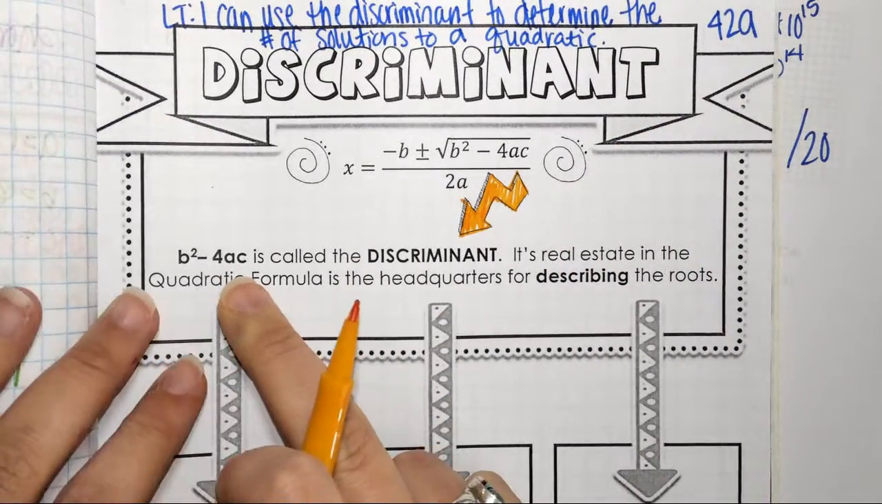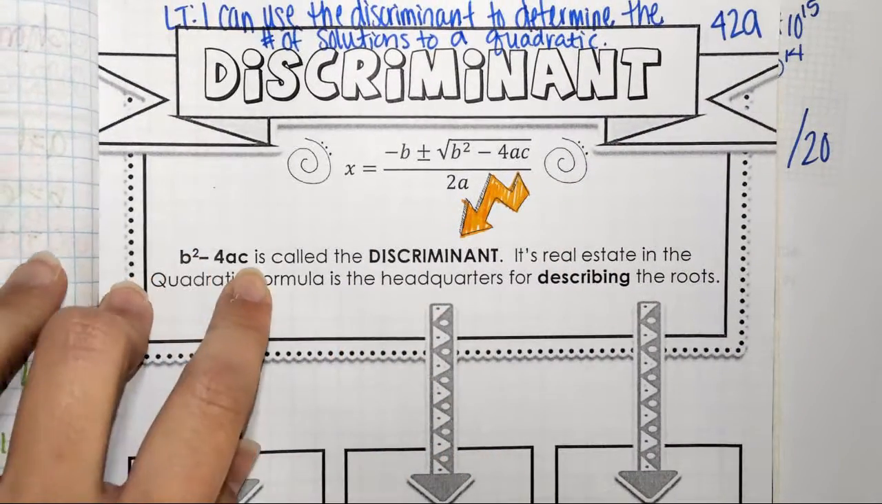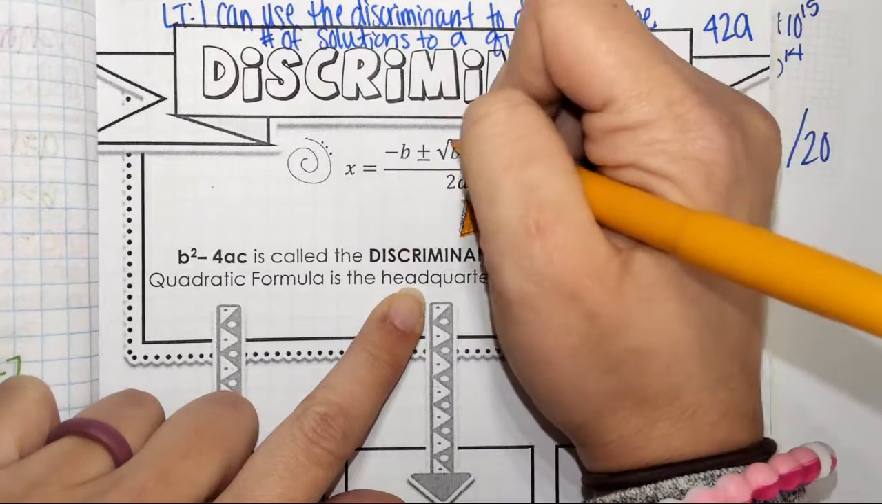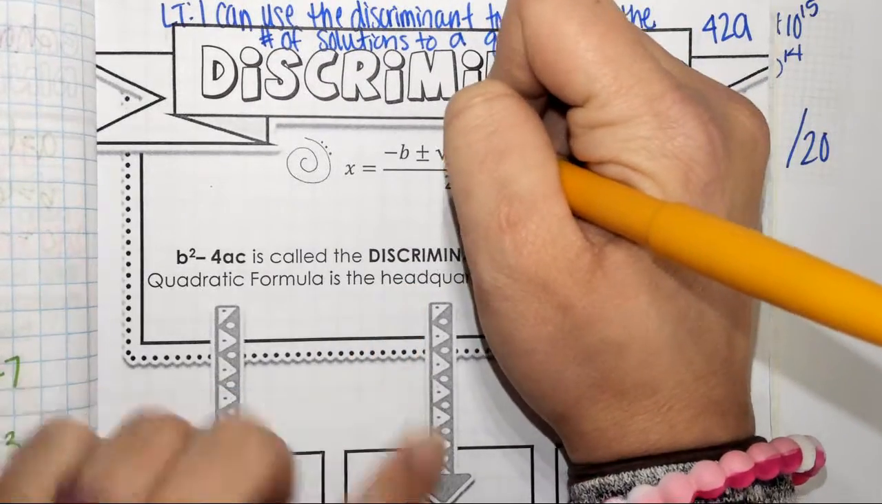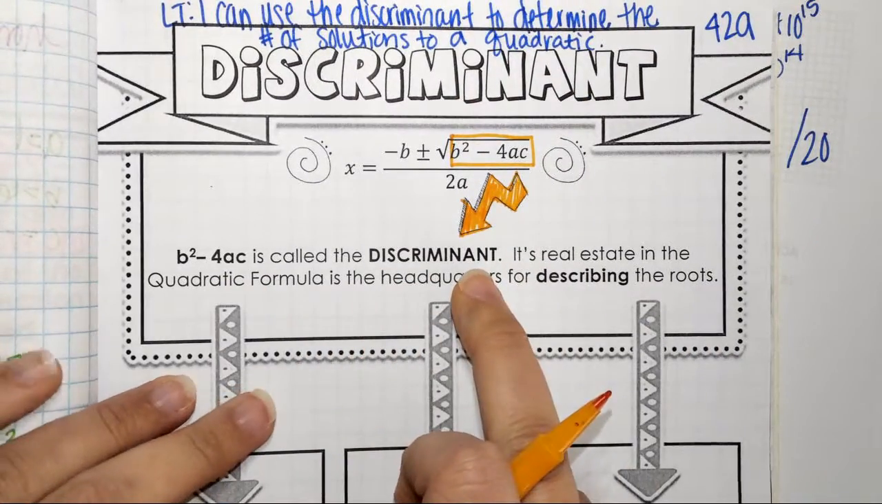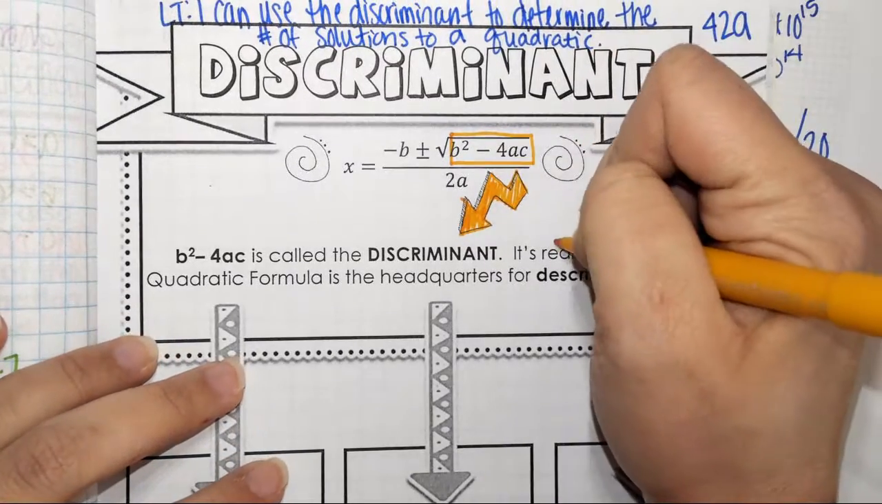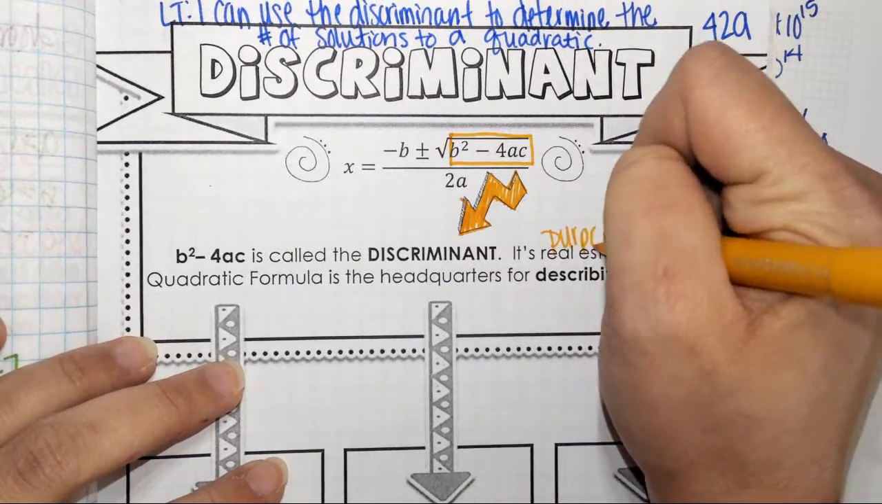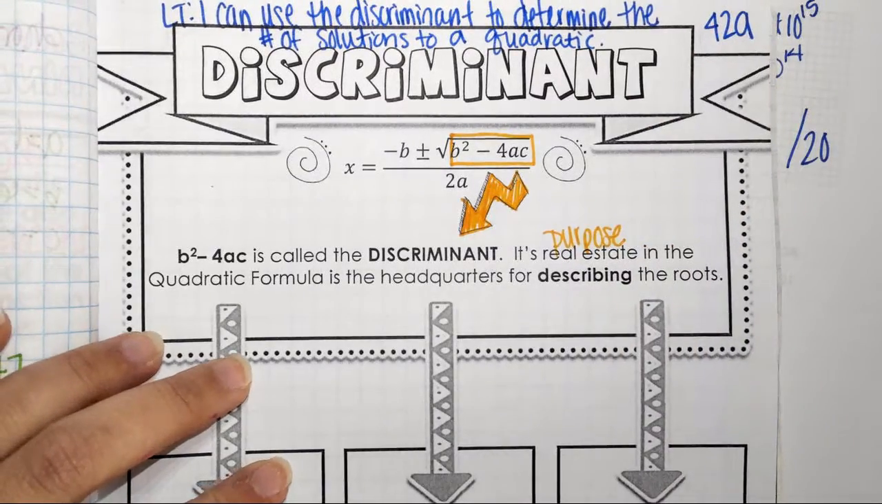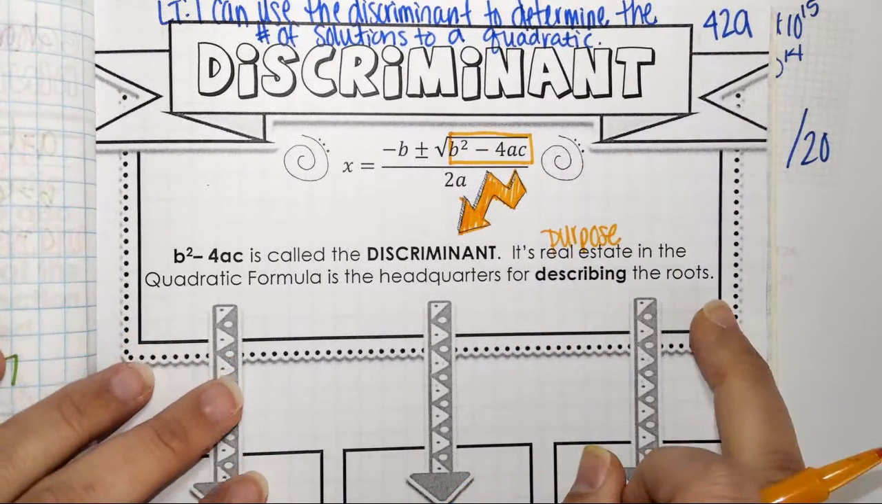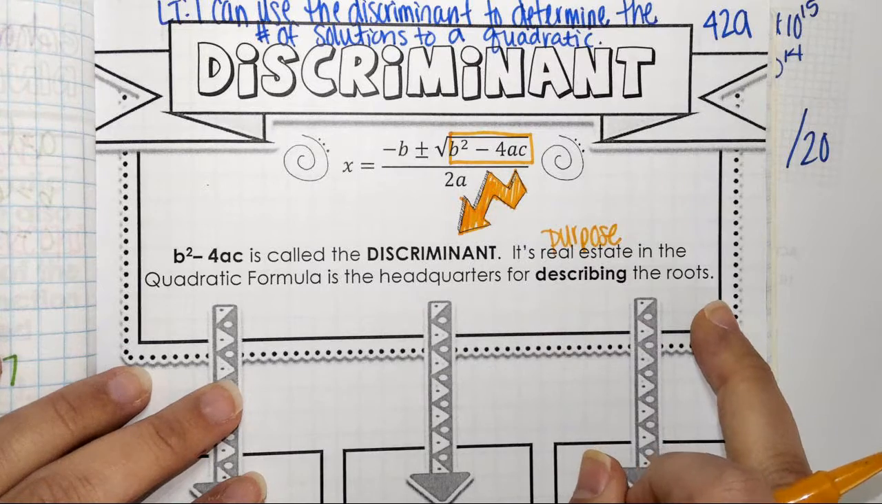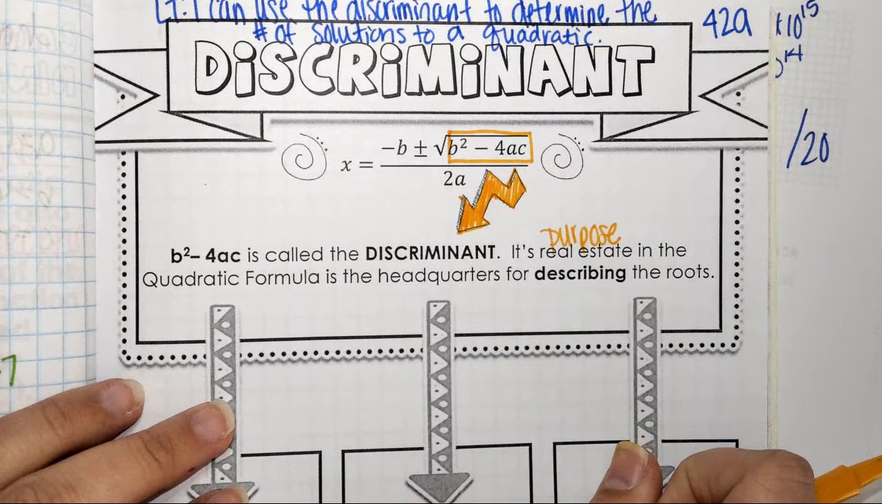Now the b squared minus 4ac. So this part that is under the radical, it is called the discriminant. It's real estate in the quadratic formula, which means its place or purpose in the quadratic formula. It describes the roots. What's that word? Purpose.